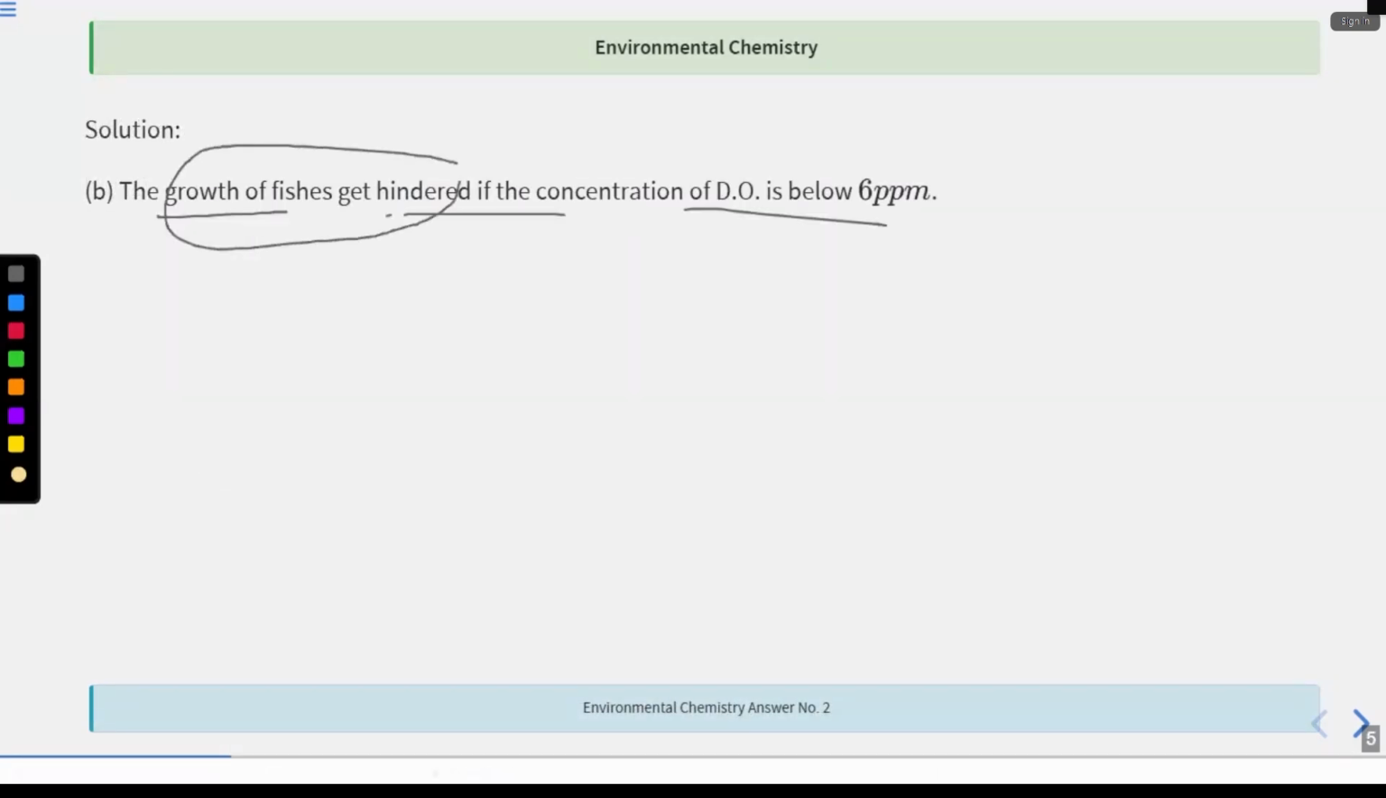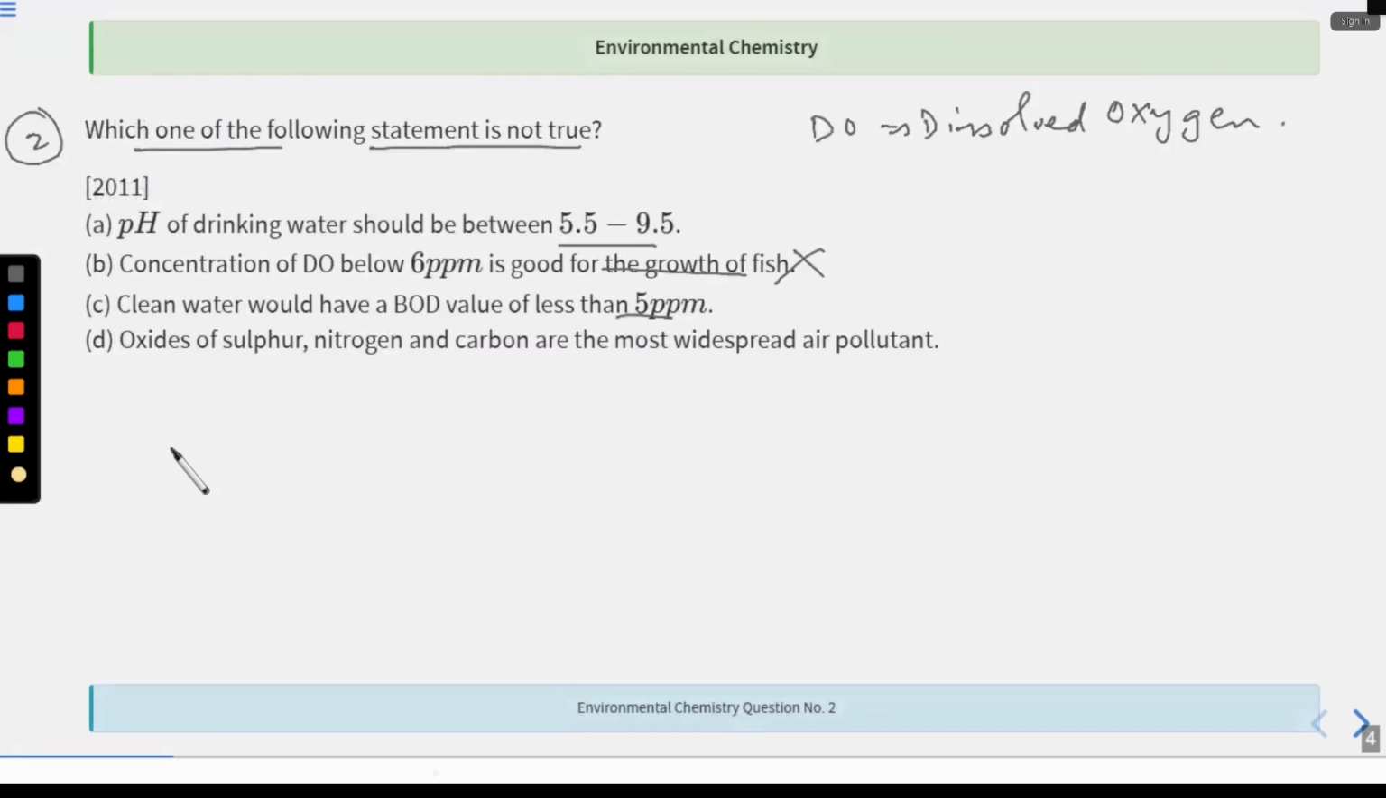Why so? Because DO is nothing but dissolved oxygen, and if the concentration of dissolved oxygen goes below a certain level, let's call this level the threshold level, then fishes will face problems in getting oxygen, so the growth of fishes will get hindered. So concentration of DO below 6 ppm is good for growth of fish is the wrong option. It should be above 6 ppm.